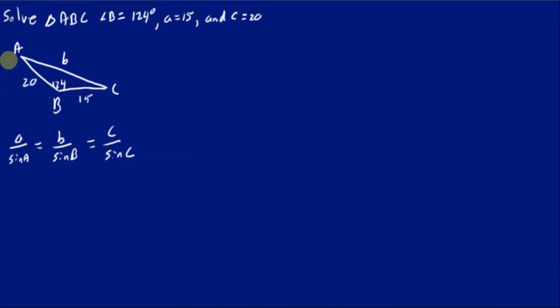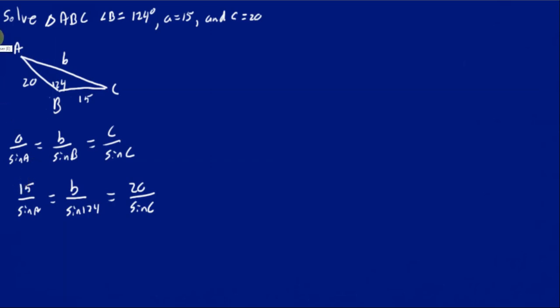So if we fill this in, side A is 15. We don't know angle A, so we just write it as sine A. Side B we don't know, is to the sine of 124. And side C is 20 over the sine of the unknown angle C. Now, no matter which two of these you pair together to make an equation, you're going to have two unknowns. Sine of C and B, that's two unknowns, we can't solve that. Sine of A and B, that's two unknowns, we can't solve that. And if you take the first and the last, you're going to have sine of C and sine of A, that's two unknowns. So we can't solve this triangle using side angle side.